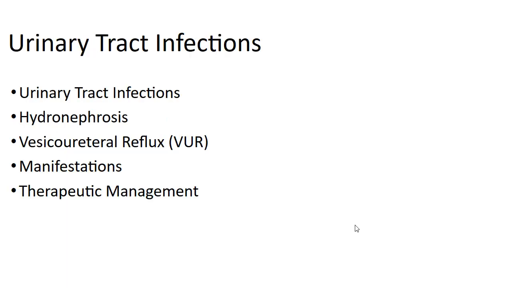Urinary tract infections should be familiar to you. This book also puts hydronephrosis and vesicoureteral reflux within types of urinary tract infections. Manifestations of a UTI can vary with age. Box 44.1 breaks down the symptoms by age.